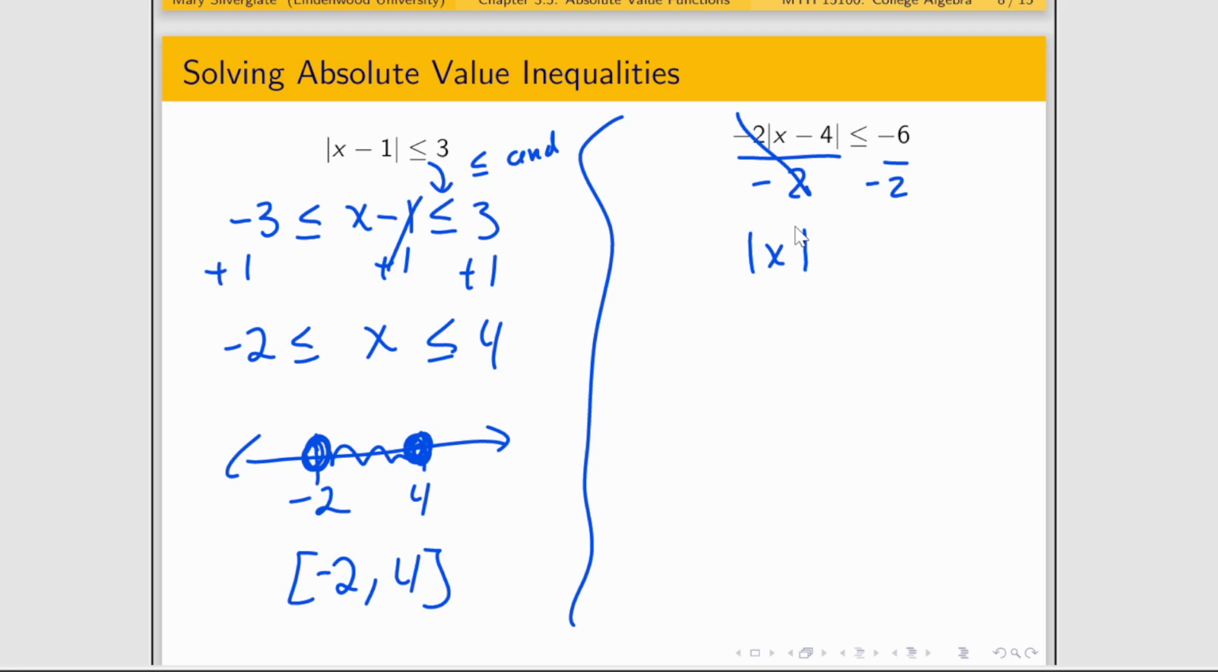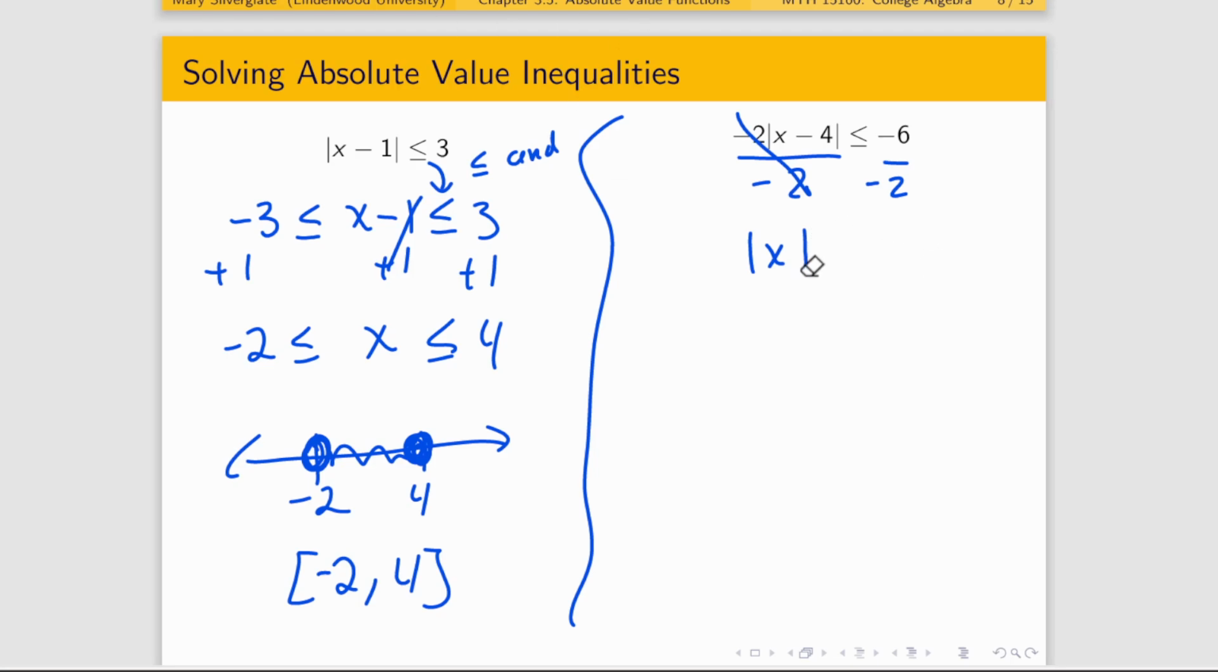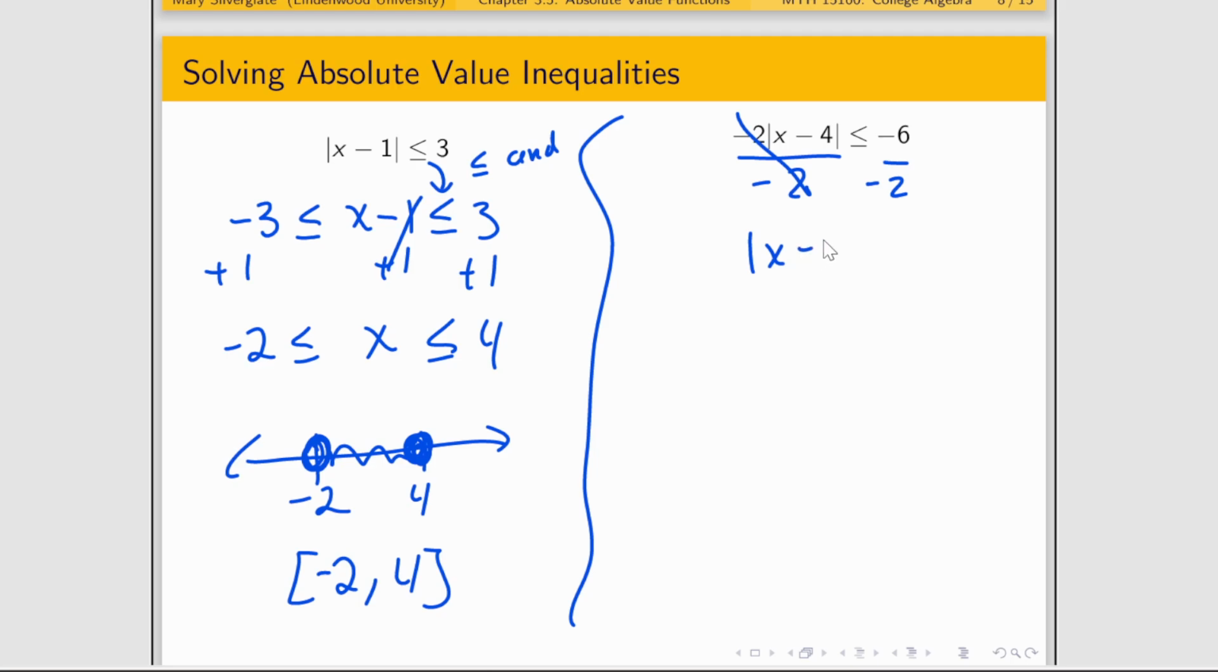I'm left with the absolute value of x minus 4 is, now that I divide by negative, what do I have to do to this symbol? Flip it around, and then -6 divided by -2 gets me +3. Now this is a greater than or equal to sign, so this becomes an or statement. So it's either the case that x minus 4 is more negative, less than or equal to -3, or x minus 4 is more positive, so greater than or equal to +3. And now I solve both separately.